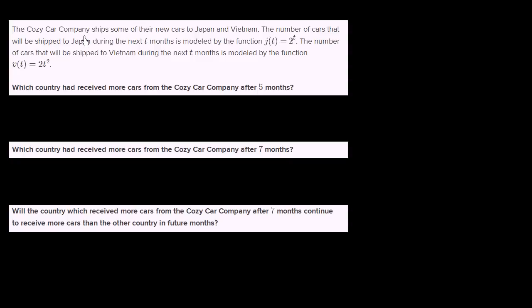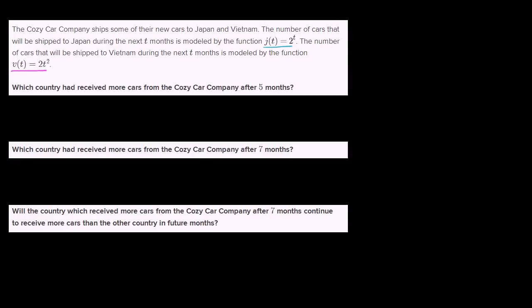The Cozy Car Company ships some of their new cars to Japan and Vietnam. The number of cars that will be shipped to Japan during the next t months is modeled by the function j of t is equal to 2 to the tth power. The number of cars that will be shipped to Vietnam during the next t months is modeled by the function v of t is equal to 2t squared.